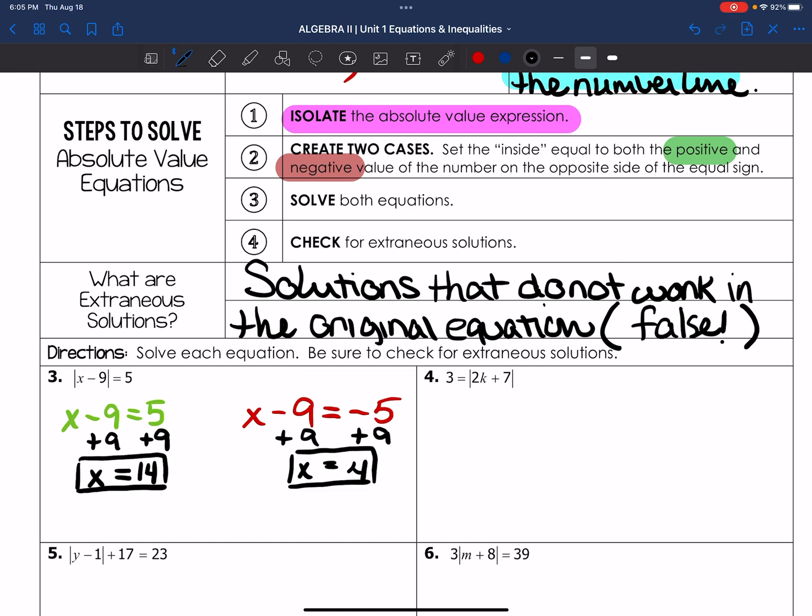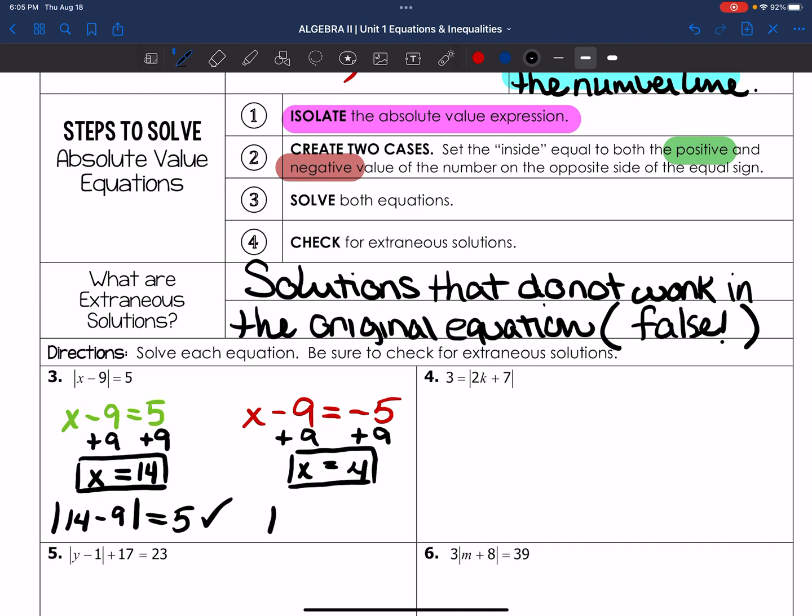When I substitute that 14 back in, if I say 14 instead of x and then minus 9, what is 14 minus 9? That's going to be 5. And when you take the square root of 5, it is in fact 5. It works. What about for this other one?